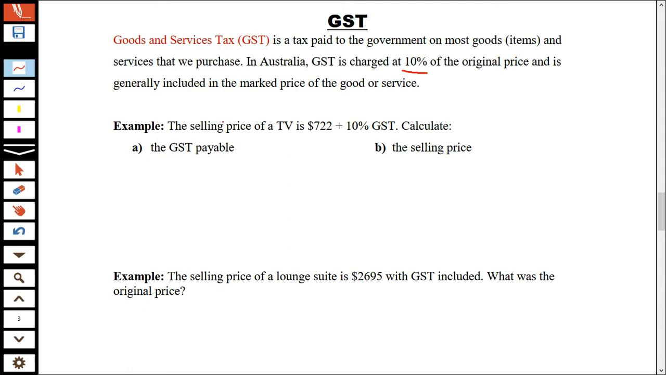Now, food is also charged GST. So most of the things that you buy in a shop or any services that you use are charged an extra 10%. It's called the Goods and Services Tax. Let's have a look at the first question.